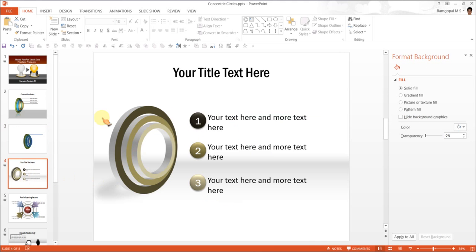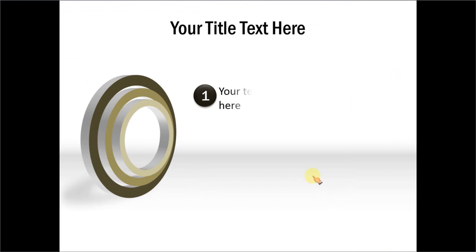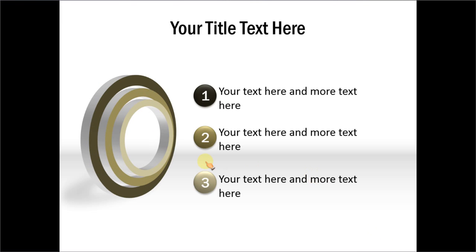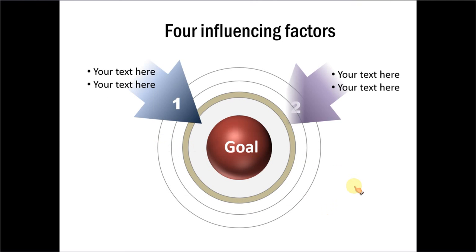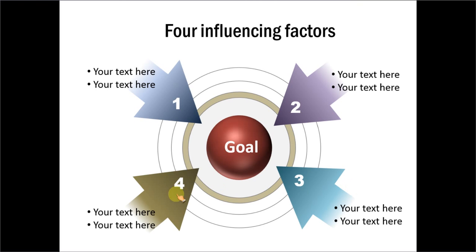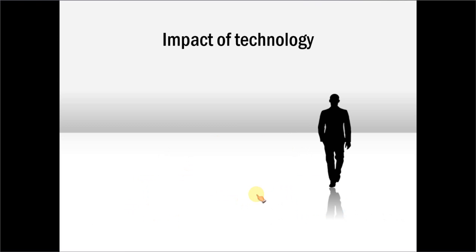Let me show you some variations of concentric circles taken from our PowerPoint CEO packs, Volume 1 and 2. This one shows three layers of concentric circles. And this one shows 1, 2, 3, and 4 points converging towards the goal. These are the various influencing factors towards the achievement of the goal.